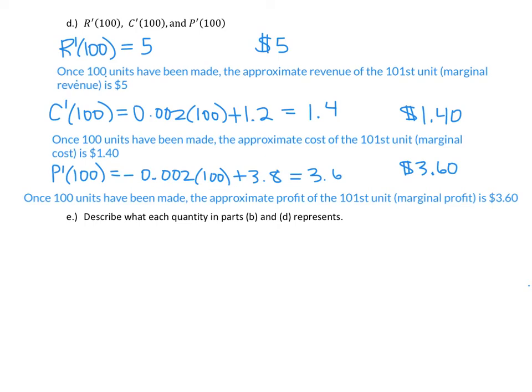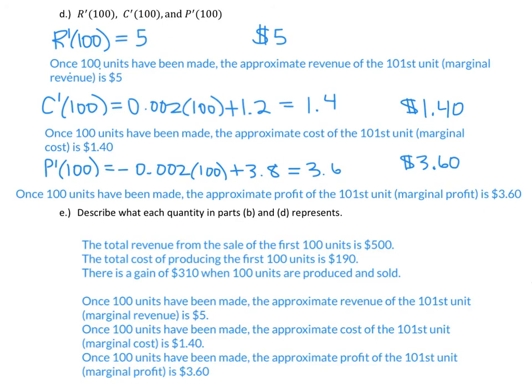Now to calculate the marginal profit at 100, we used the first derivative and got $3.60. However, another way that you could have calculated this is, since we already calculated the marginal revenue and the marginal cost, we could have simply subtracted those. So taking the 5 minus $1.40 gives us $3.60.